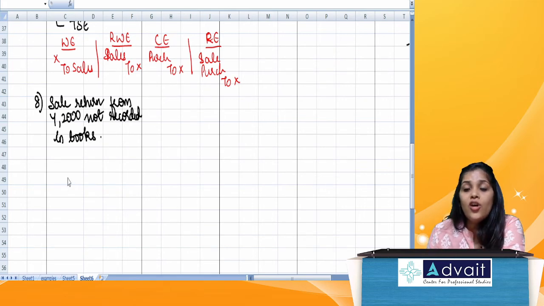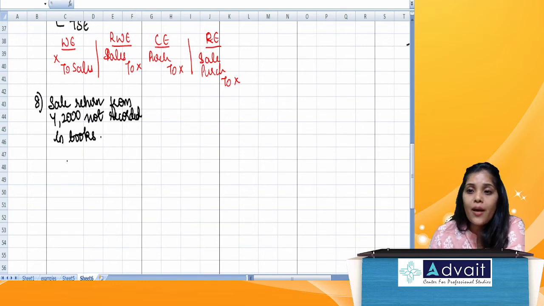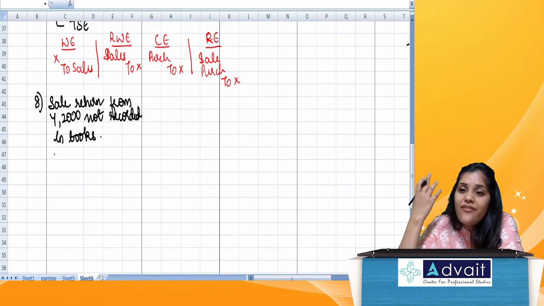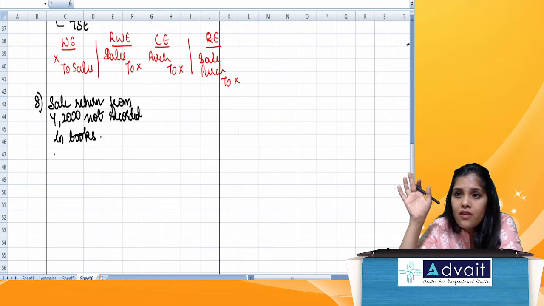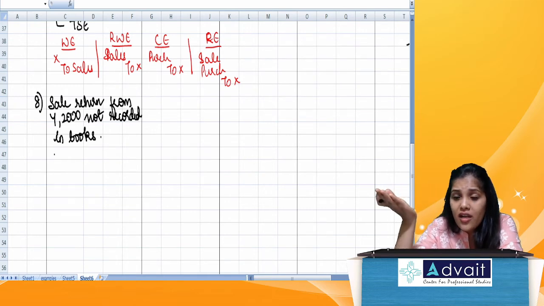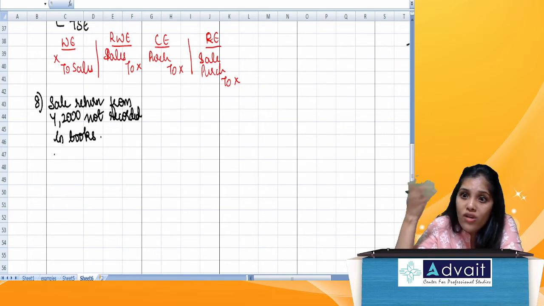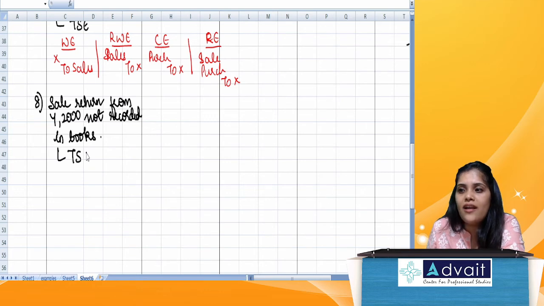Sales return from Y not recorded in the books, fully forgotten. Can I say complete omission? Yes. So one sided, two sided. If there is complete omission, then can I say I have forgotten to write the journal entry itself? So I should write the journal entry. If I have to write the journal entry, I'll write one aspect or two aspects. I should write the two aspects. So can I say both I have forgotten? Therefore, it will be a two-sided error.